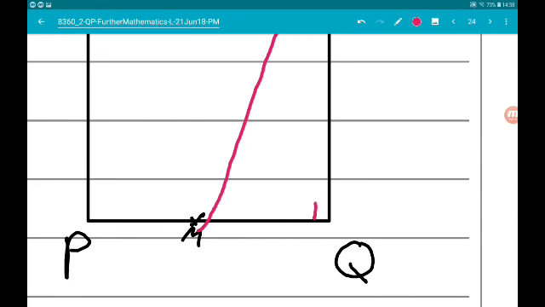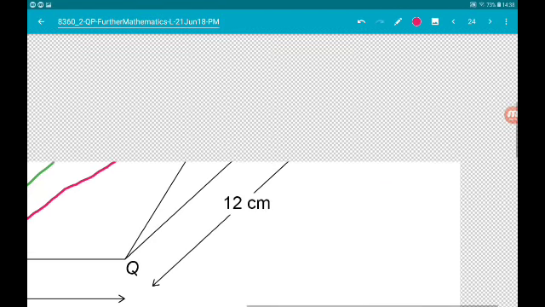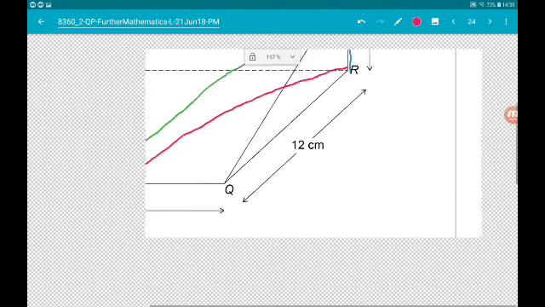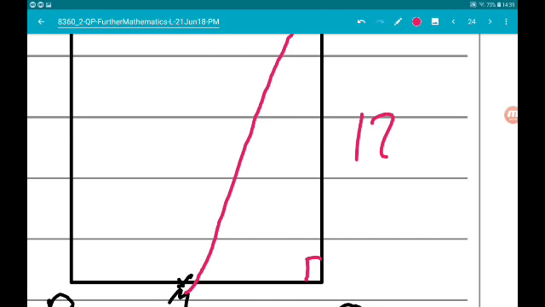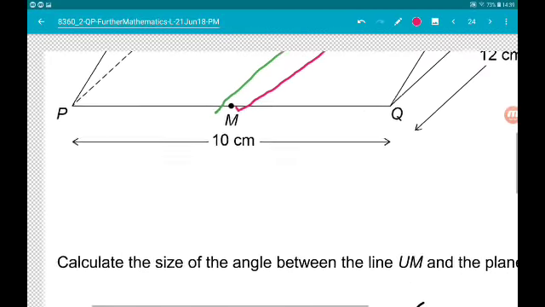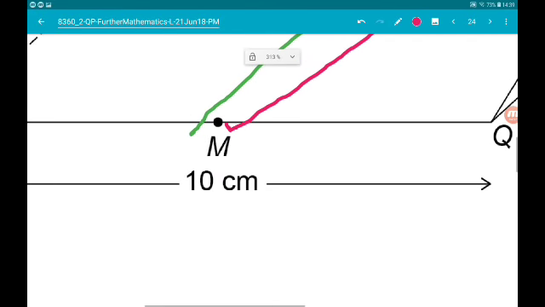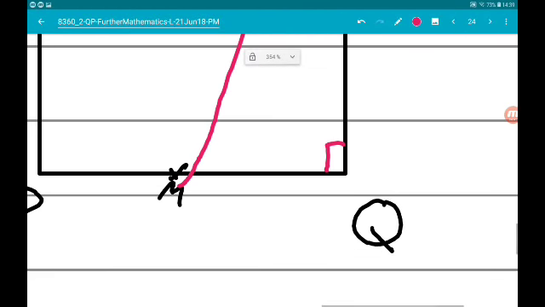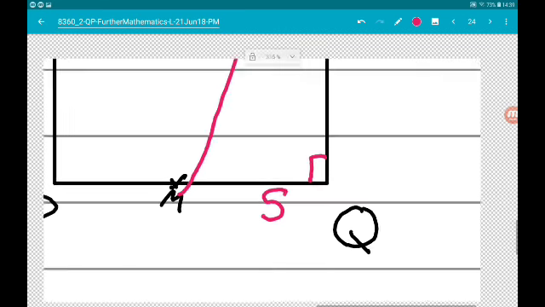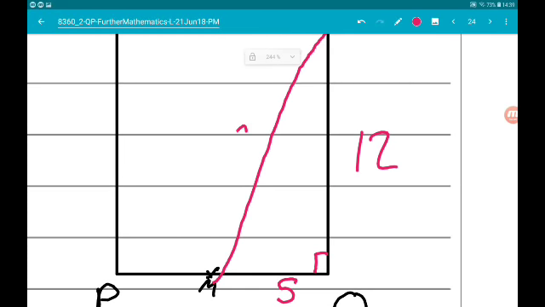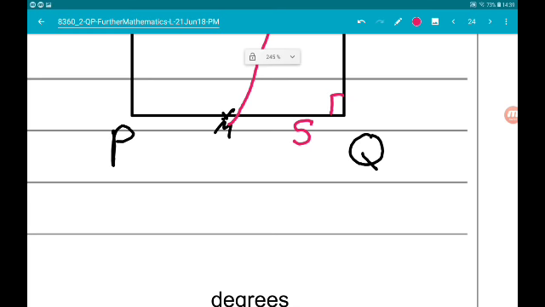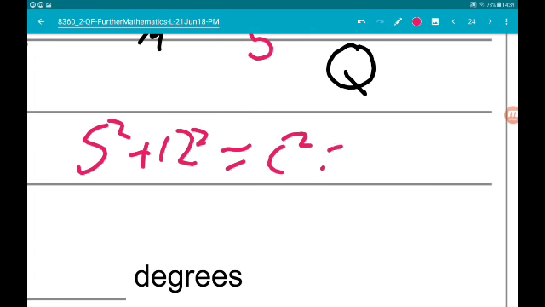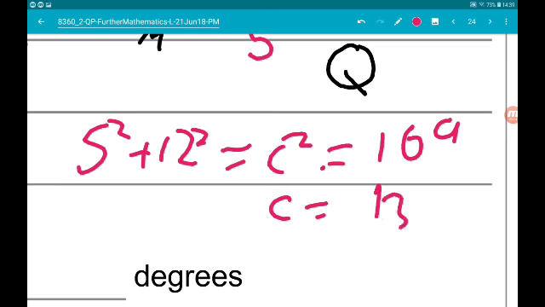Now that also forms a right angle triangle. So we know the length QR is 12. So this length here is 12. And we know that MQ is half of PQ. So that's 5. It's nice, it's going to work out as a whole number. So now using Pythagoras, if we call this C, we know then that 5 squared add 12 squared is C squared. 5 squared add 12 squared is 169. So C squared is 169. So C is root 169, which is 13.